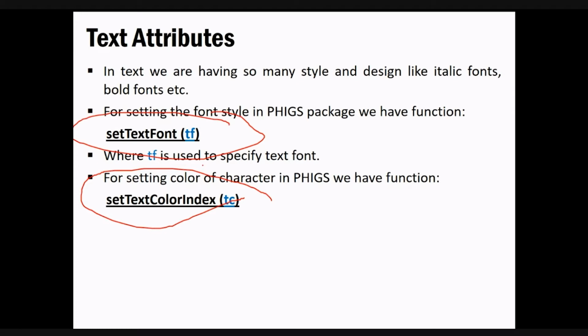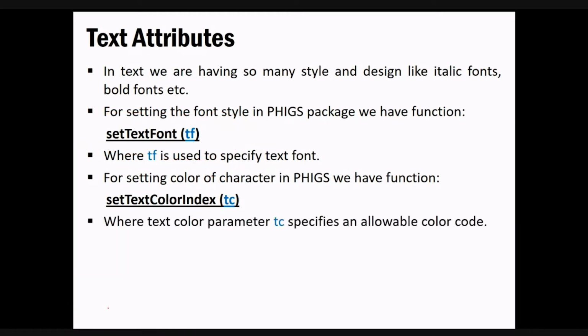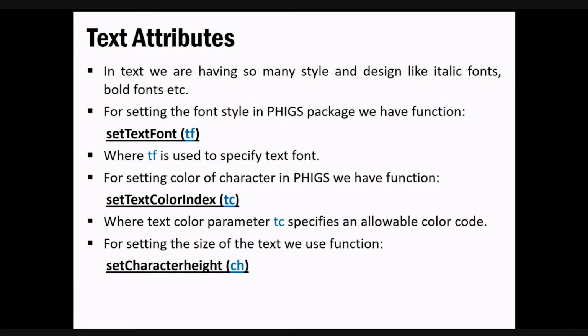It looks simple, but at the end, if you get all of this together, you won't be able to remember the exact syntax of it. So try to keep this in mind and then you can learn it. So that is set text color index. This is the parameter that you can give. Text color specifies an allowable color code. For setting the size of the text we use character height. Over here, set character height is in capitals, and in a similar way you can give it.